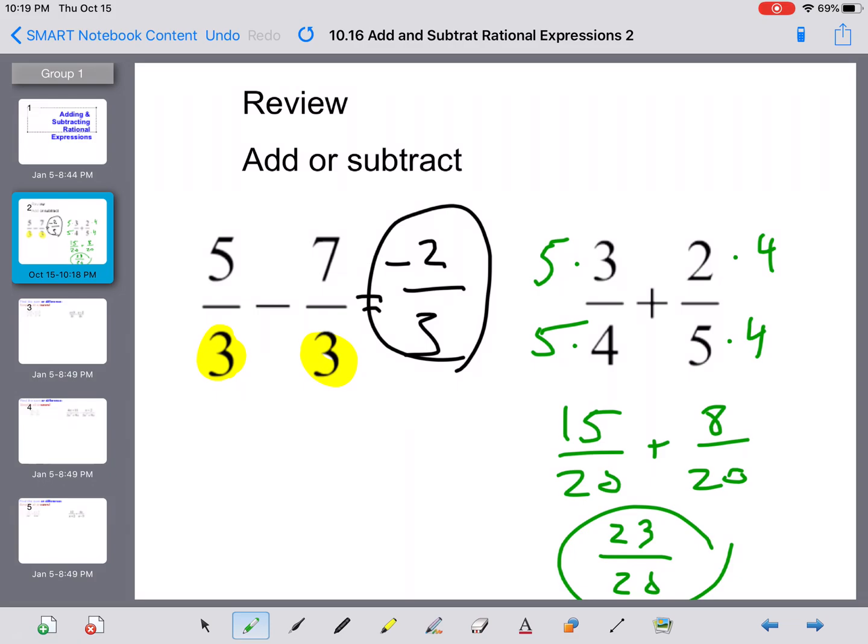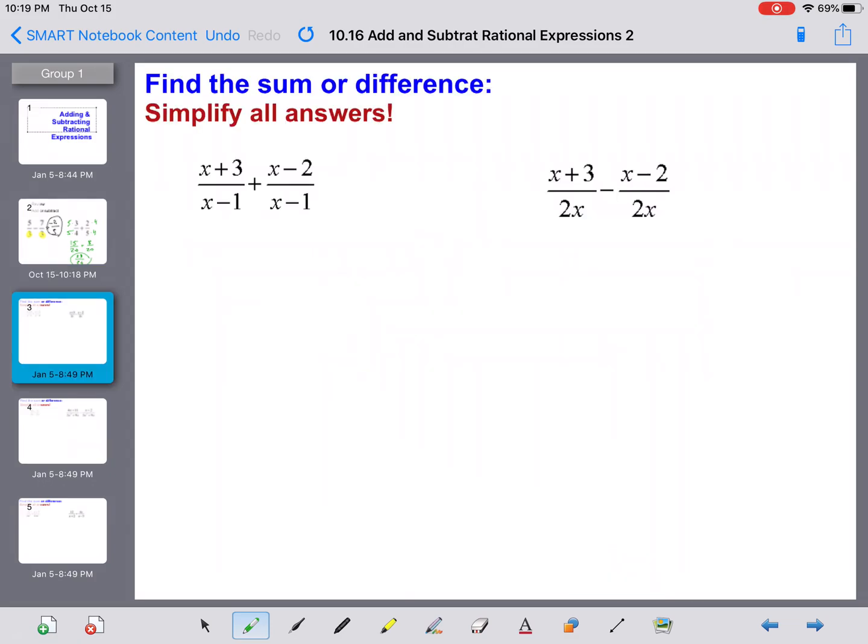Okay, so we're going to step this up and talk about some rational expressions with this. So if we're looking at rational expressions, now we have multiple variables that we have to pay attention to. So for the first one, x plus 3 over x minus 1 plus x minus 2 over x minus 1, we have a common denominator of x minus 1. So we don't have to do anything with that. We can go ahead and add the numerators.